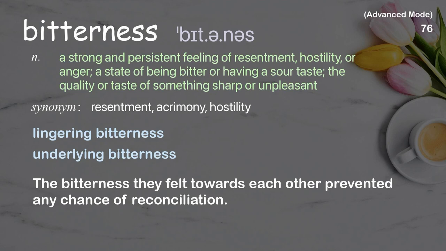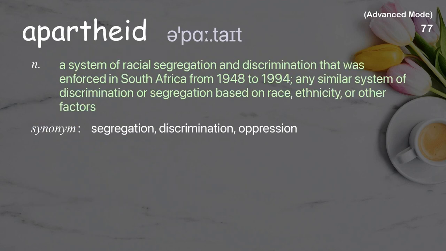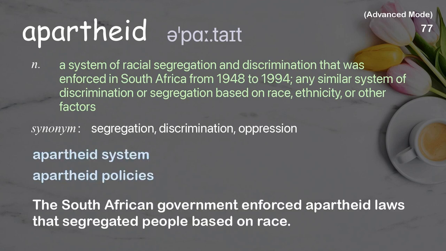Apartheid. A system of racial segregation and discrimination that was enforced in South Africa from 1948 to 1994. Any similar system of discrimination or segregation based on race, ethnicity, or other factors. Examples: apartheid system, apartheid policies. The South African government enforced apartheid laws that segregated people based on race.